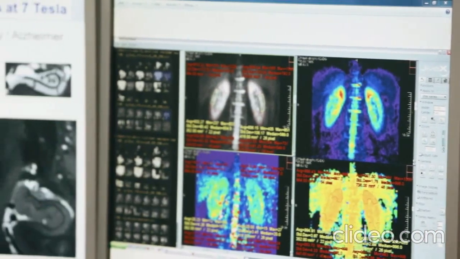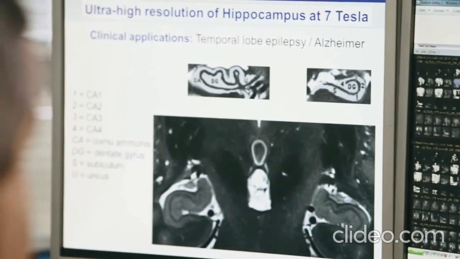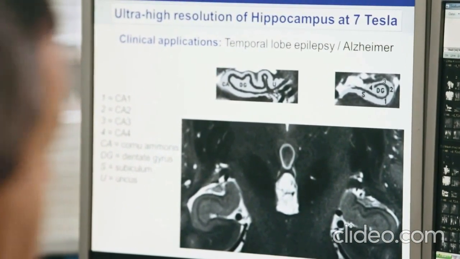And in addition, in patients suffering from morbus Alzheimer, the hippocampus also plays a role because we know that some atrophy may occur in the hippocampus, and we believe that we see more by using this ultra-high resolution.